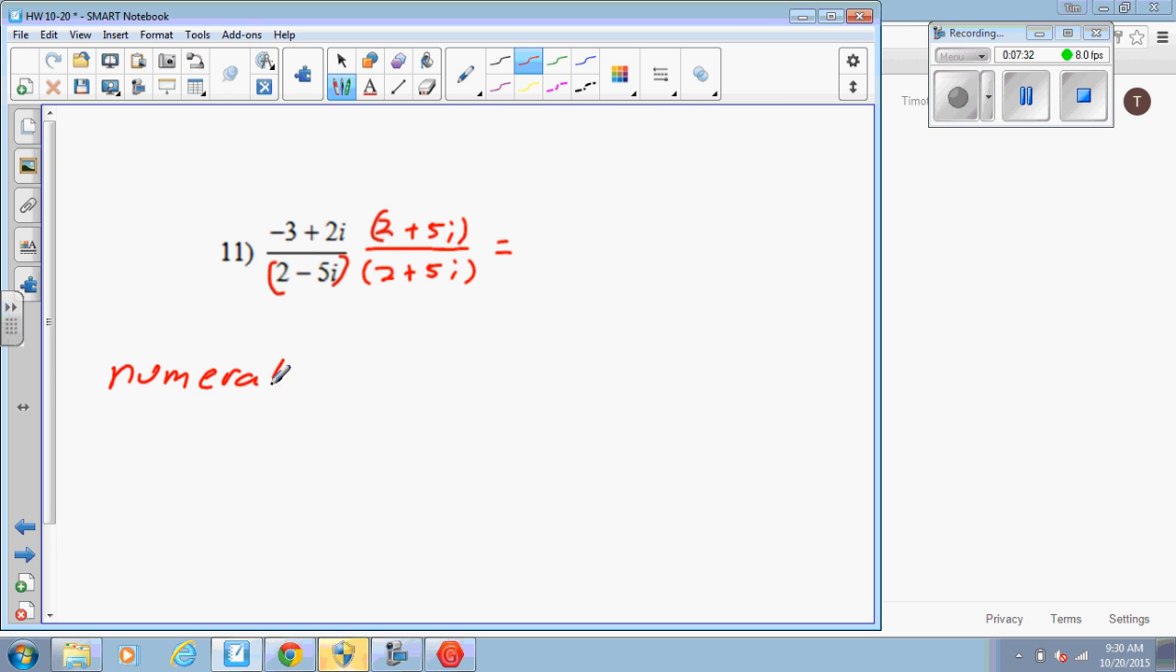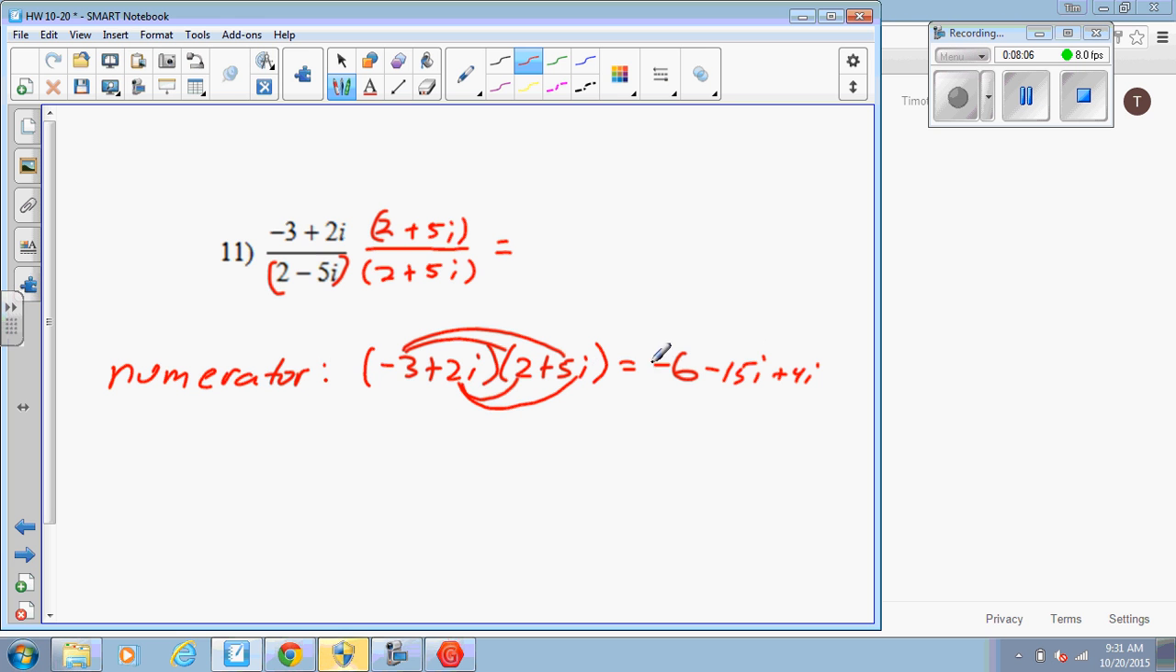The numerator is negative 3 plus 2i times 2 plus 5i. And when I do that, I got negative 3 times 2, that's equal to negative 6. Negative 3 times 5i is minus 15i. And then 2i times 2 is plus 4i. And then 2i times 5i is plus 10i squared.